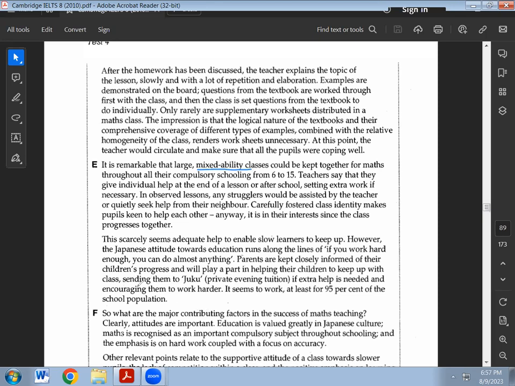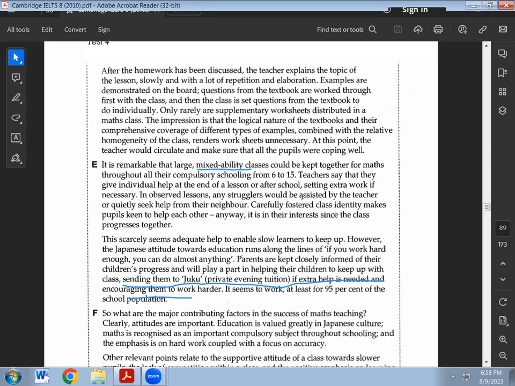So here they're saying sending them to Juku, a private evening tuition, if extra help is needed. So who needs extra help? The students who are weak in studies, they need some extra help. Okay, just suppose you didn't understand by both the first or the last, no problem, skim it a bit more, like reading a newspaper, so you will get some keywords. So you're reading the first, the last, and a bit of the middle.